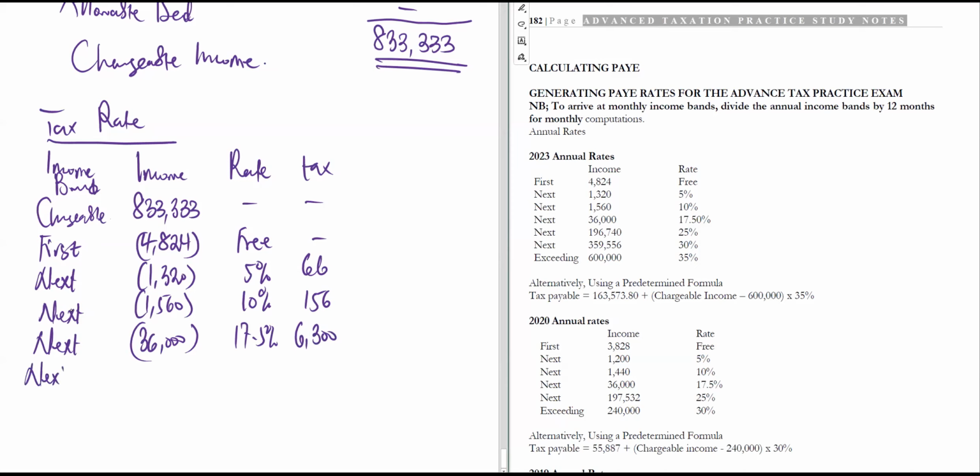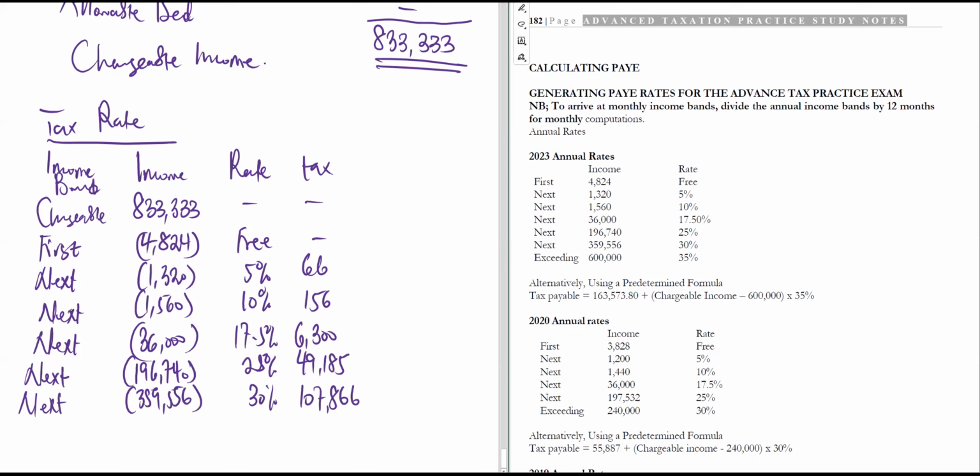Then we take the next 196,740. Can we deduct? Yes, we can. We can still deduct from the 833,333. That one we tax at 25%, which gives us 49,185. Then the next 359,556 will be taxed at 30%. We can still take it out. That gives 107,866.